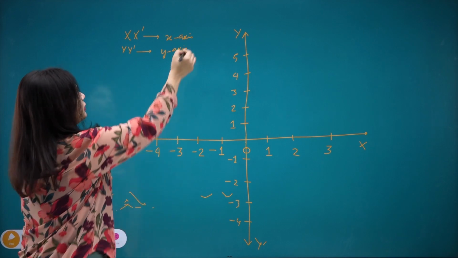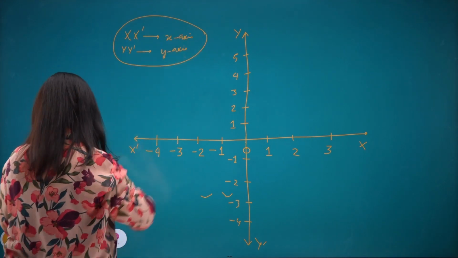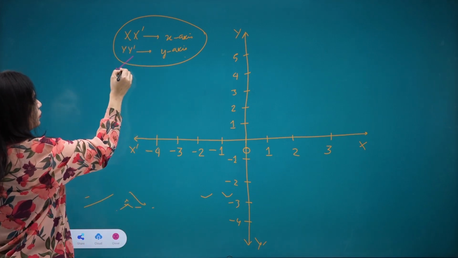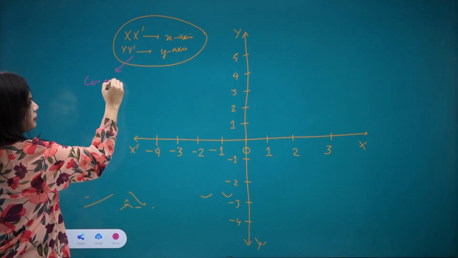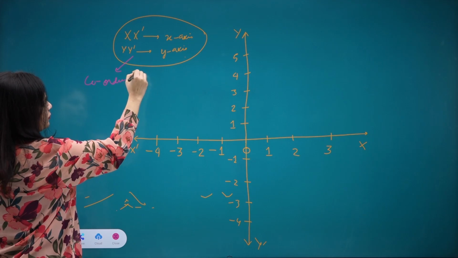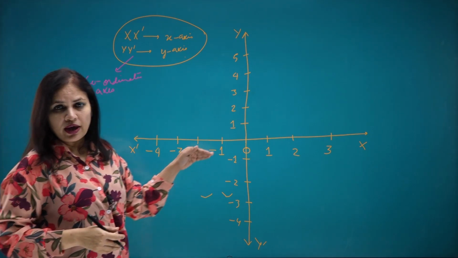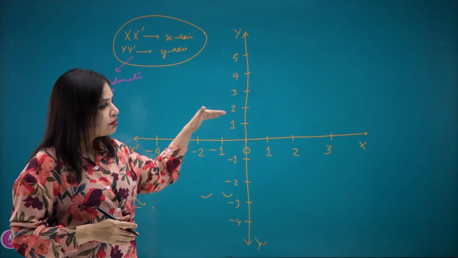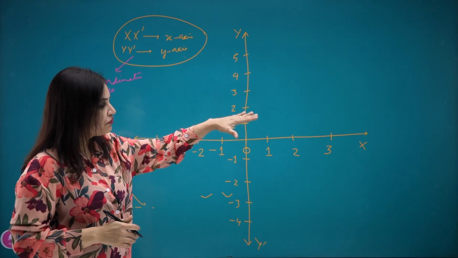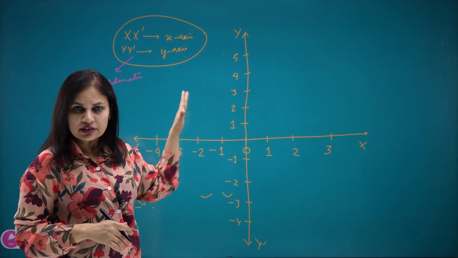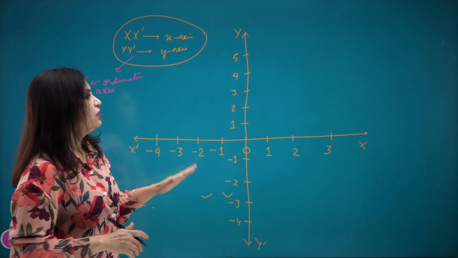Both are together known as coordinate axes. Now, as I have drawn both the number lines, I can see 4 regions on the Cartesian plane. The Cartesian plane is the entire area that I am covering.